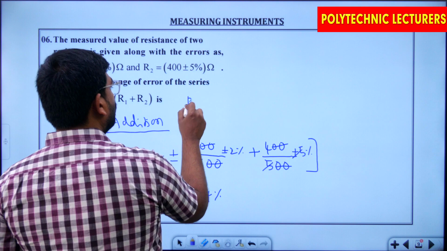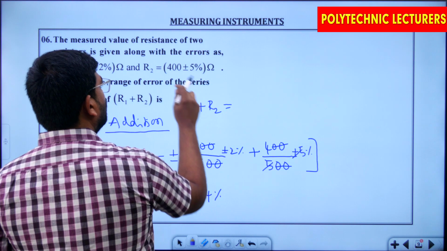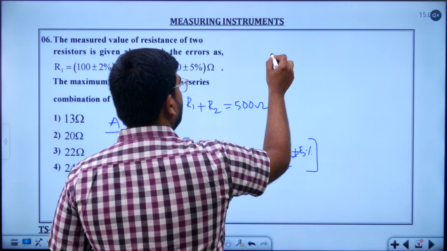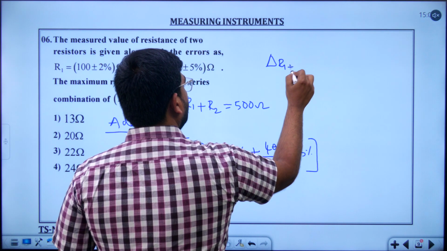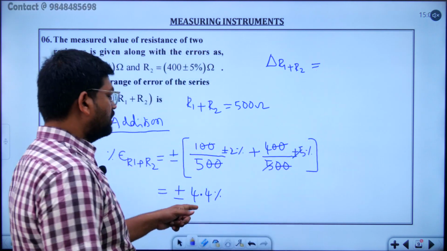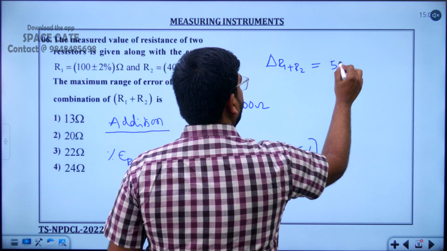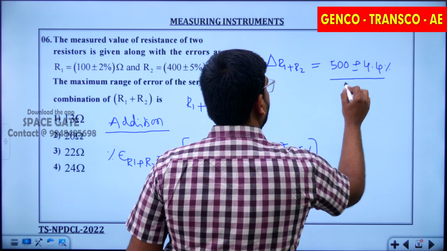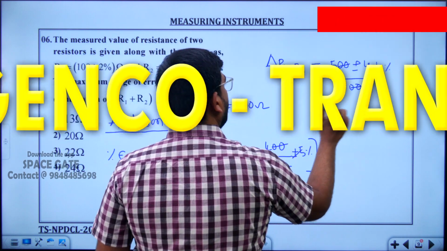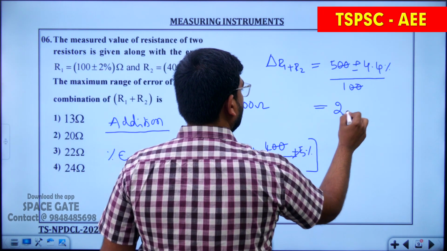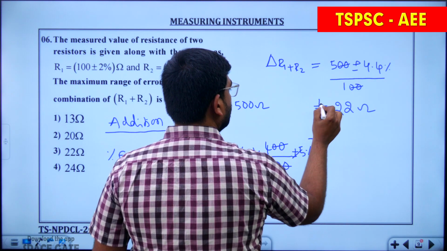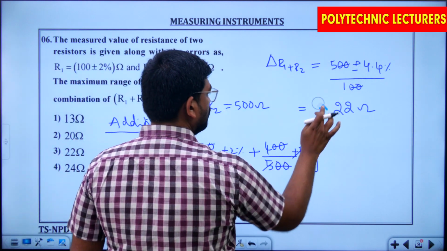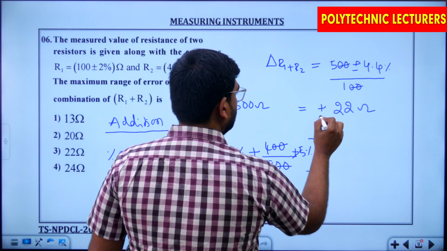But he is asking its real value. When you add the total resistance, how much do we get? R1 plus R2, 100 plus 400 means we'll get 500. He is asking what will be the error associated with the equivalent resistance. Convert the percentage into real value. So 500 into error, 4.44 divided by 100. Simplify here. 5 into 4.4 will give 22 ohms. Plus or minus. Error is plus or minus 22 ohms.